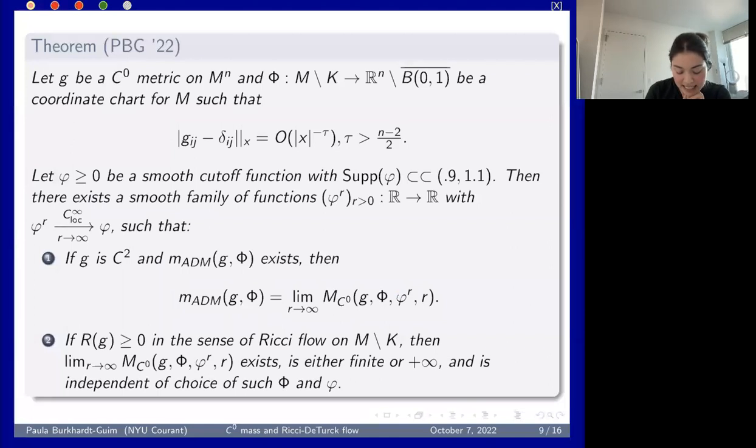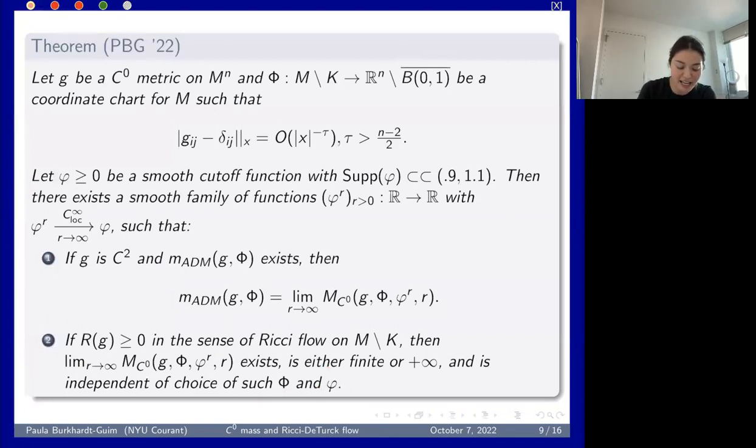But maybe the more interesting thing is that if the scalar curvature of g, which is now just C0 and has C0 decay, is non-negative in the sense of Ricci flow on M minus the compact set, then the limit as R goes to infinity of this C0 local mass also exists. It's either finite or positive infinity, and it's independent of the choice of C0 asymptotically flat coordinate chart and test function phi. In other words, yes, a limit always exists, even if you only have C0 data, and no, it does not depend on the choice of C0 asymptotically flat coordinate chart or test function.